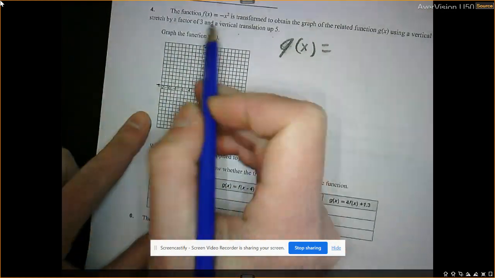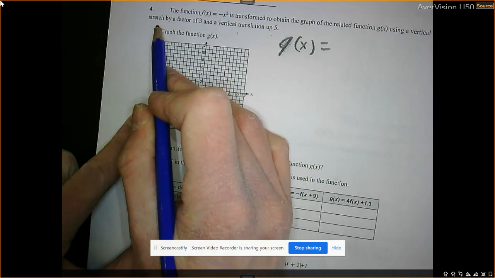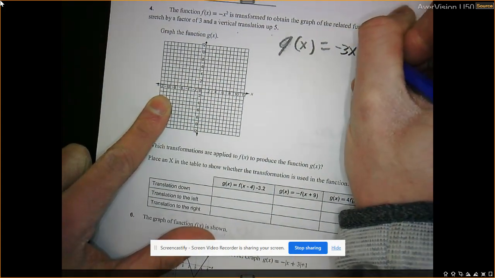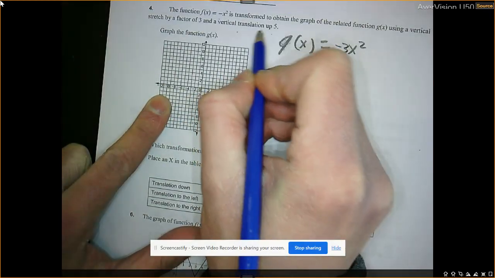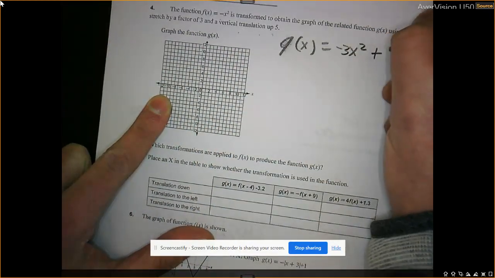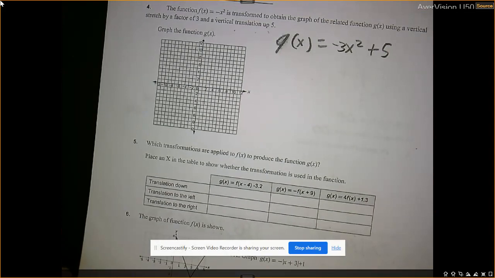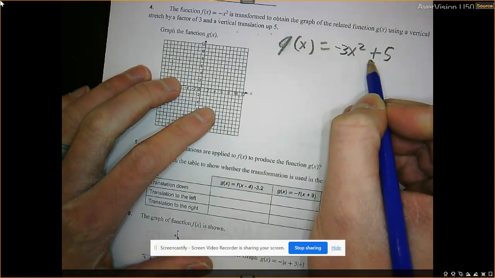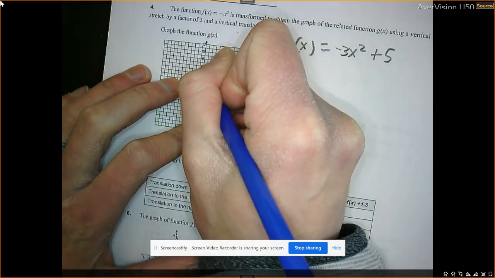Again, it's negative x squared is what it is. If it's being stretched by a factor of 3, it's now going to become negative 3x squared. And then a vertical translation up 5. That means plus 5, going up 5. Well, right away you can tell we're not going left or right at all. So I can plot my first one at 5.